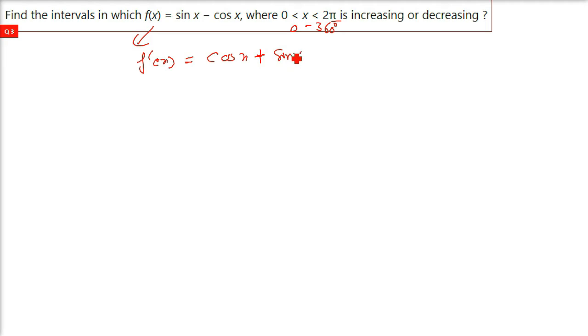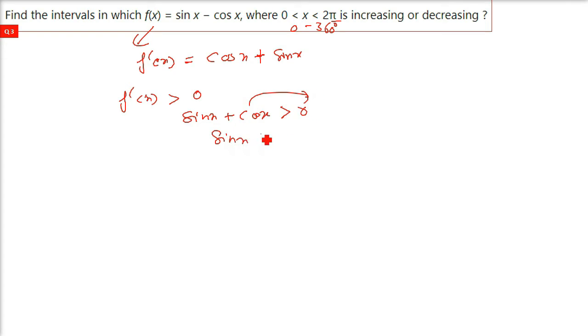Now if you want to find out the critical point, just put it as 0 and you will get cos x equals minus sin x. That is, if you divide both sides, you will get basically tan x equals minus 1. So basically tan x equals minus 1 is the critical point. So you have to find out what is the x at which tan will be equal to minus 1.